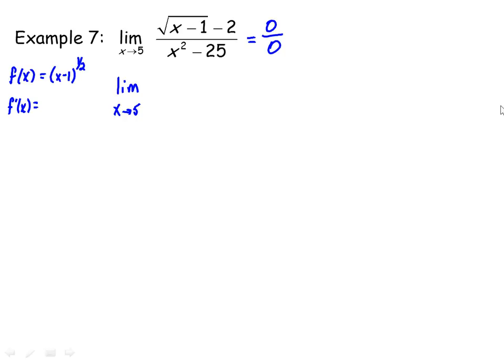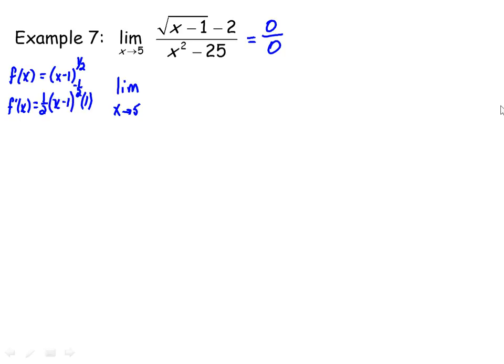Chain rule. Chain rule says what? What are we going to do with that 1/2? Bring it out front. What are we going to do inside? Absolutely nothing right now. What are we going to do with the 1/2 on top? You're going to subtract 1, which is going to go to negative 1/2, and then what? Times the derivative of what's inside. The derivative of x minus 1 is going to be just 1, because the derivative of x is 1, derivative of 1 is 0, so it's 1. So there's your chain rule.